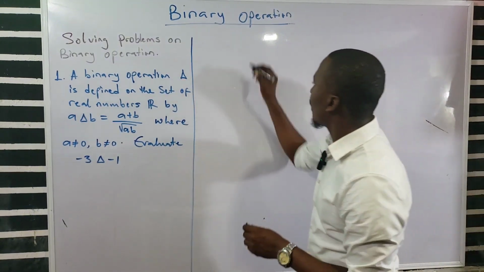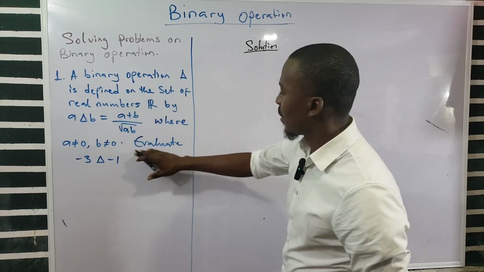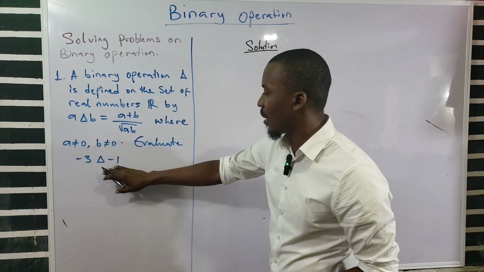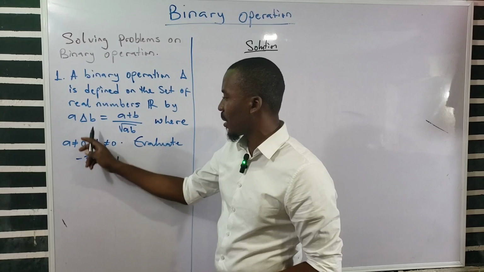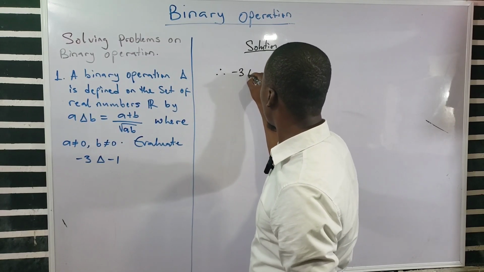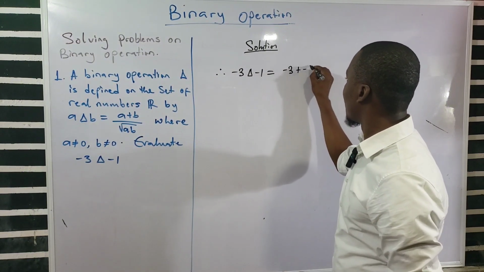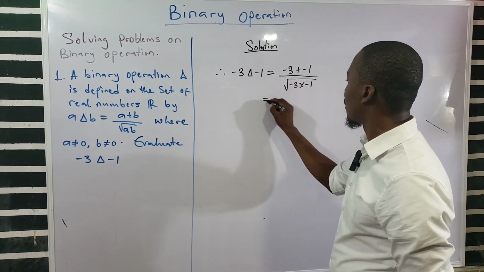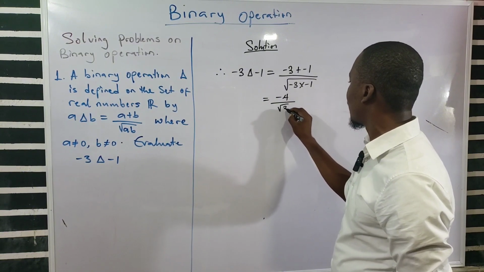So solution now is very simple. This is the rule of combination. All you need to do is to put your numbers. Remember, the first number we have here is -3, and the second number we have here is -1. So therefore, -3 binary -1 will give us (-3 plus -1) all over square root of (-3 times -1). So that will give us -4 all over, this times this will give us, square root of 3.